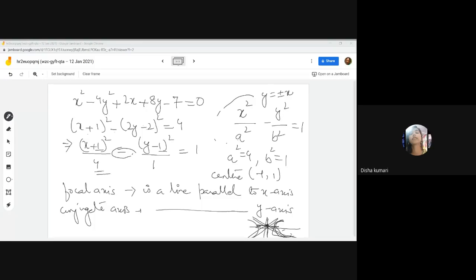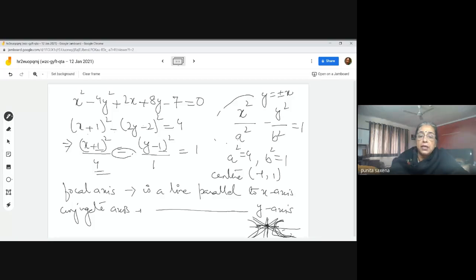Yes, ma'am. Okay, I'll repeat it again. What I was trying to say is that in case we have a standard equation of a hyperbola, the two asymptotes are given by y equal to plus minus x. This is what a standard hyperbola would look like, where the equation is x square by a square minus y square by b square equal to 1.